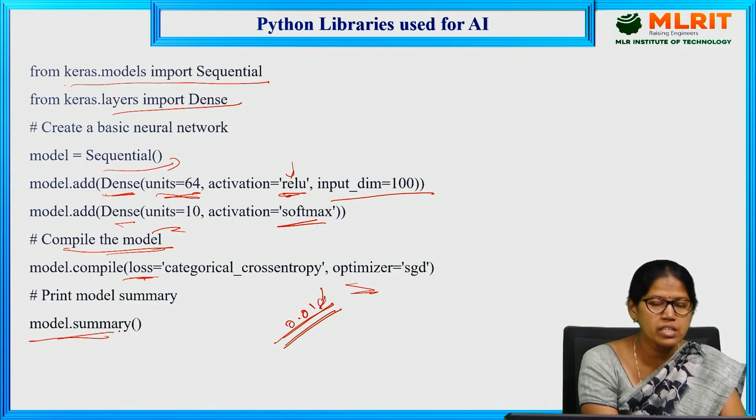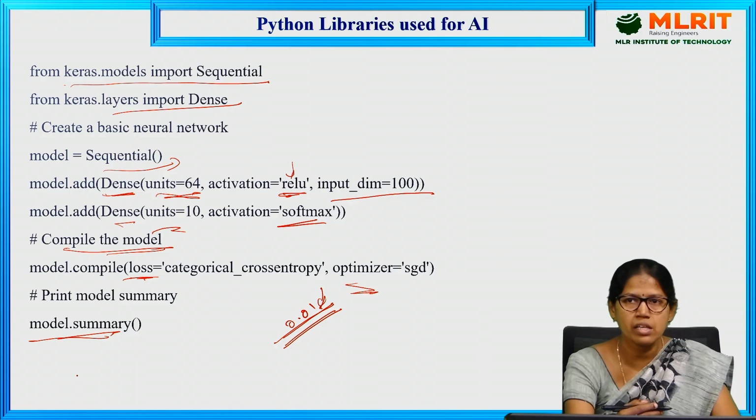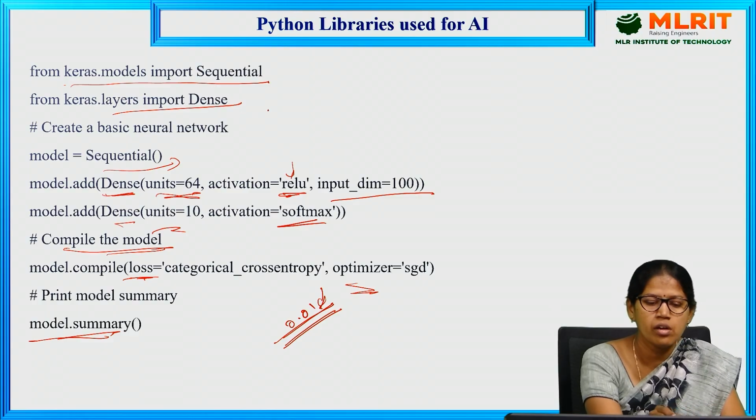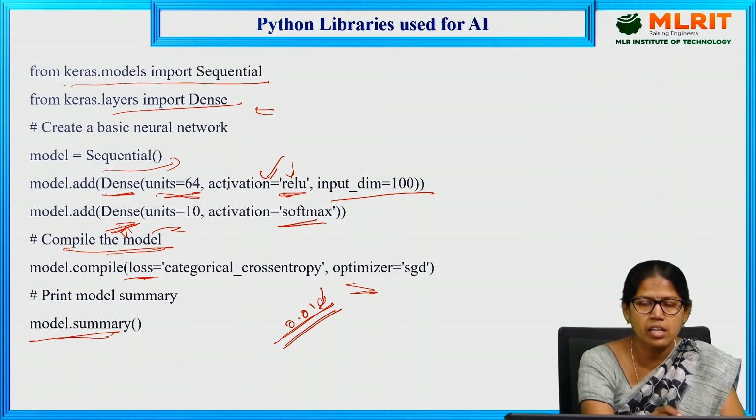Next, print the summary of whatever we are applying, and we will get the summary of that model. Okay, so here, the input layer and activation layer. The dense layer is used to add each layer to the model.